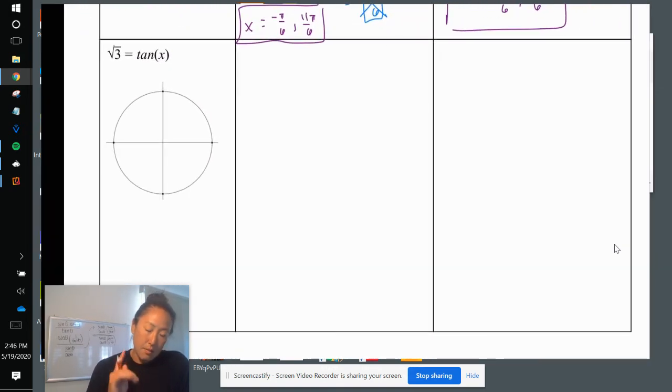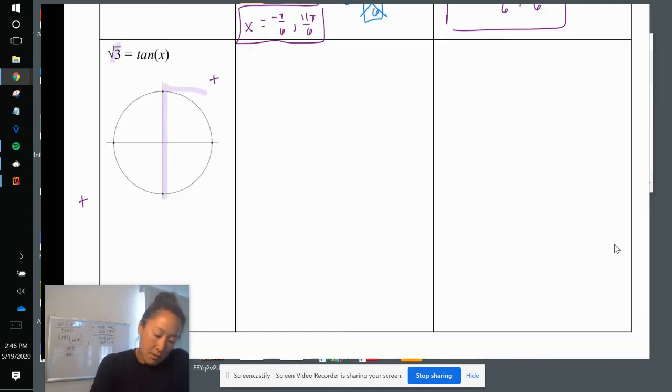Tangent ratio. Is it positive or is it negative currently? So the ratio is √3, which is positive. Tangent ratios are positive in the first and the third quadrant. Where will your principal value be? That's right. It will come from the first quadrant.